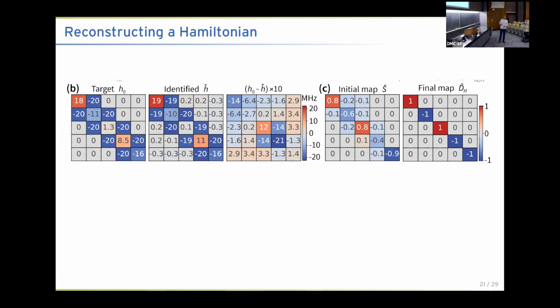Now we can look at what we identify, and you can see that roughly this is the same, up to, so this is multiplied by 10, errors on the order of 10% in the matrix entries of the Hamiltonian. We can look at the initial map and the final map and see that there's actually something non-trivial happening in the measurement. The initial map is close to diagonal, but not really diagonal. Ideally, you'd want an identity in both. Yeah, so they have this target Hamiltonian.